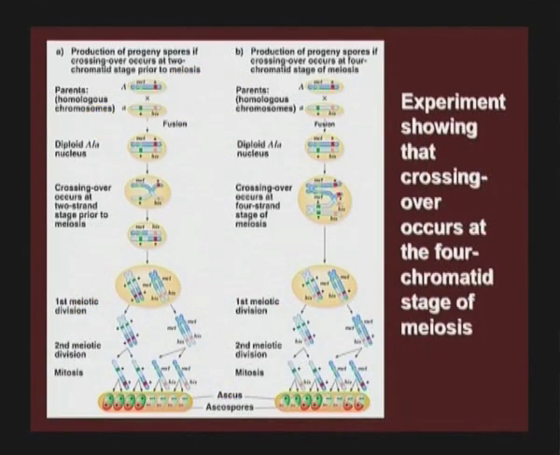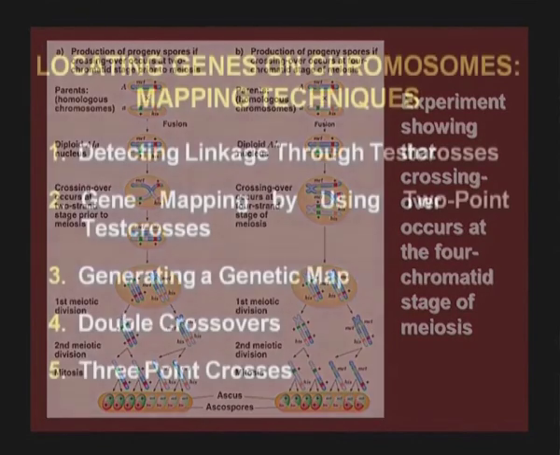Experiments show that crossing over occurs at the four chromatid stage of meiosis in Neurospora crassa, as at the bottom we can see that the 8 ascospores are the result of the new genetic recombinant after crossing over.